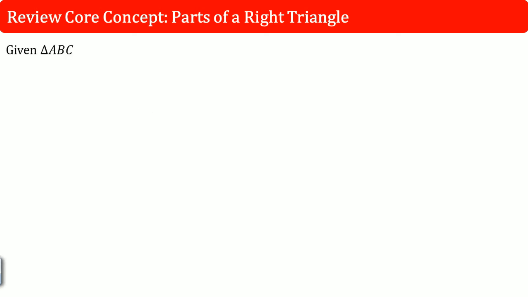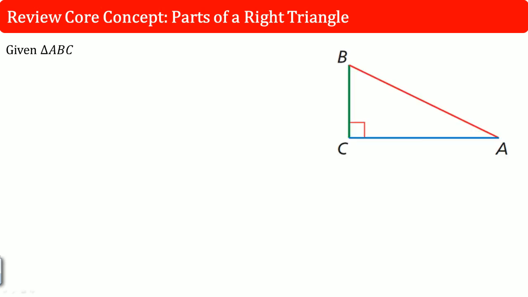Given this triangle, triangle ABC, you should see this triangle. Each side here is color coded differently to give you a better visualization. So the first question is, what are the parts of a triangle? You should notice there are three sides. We also call those legs of a triangle.